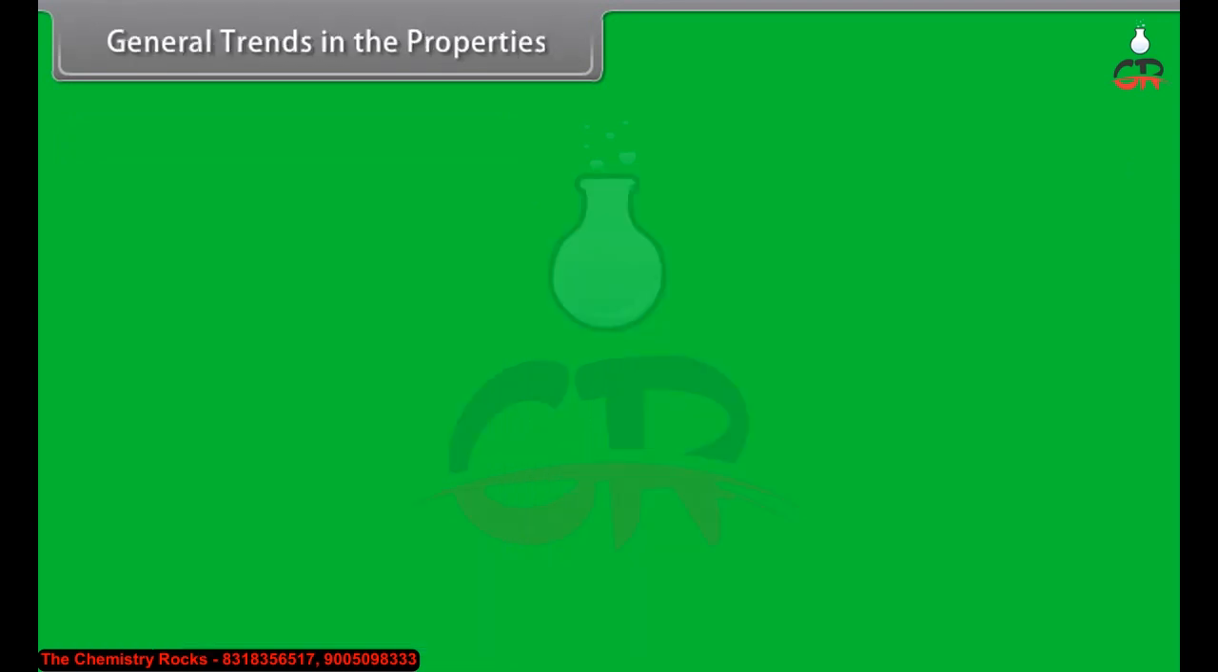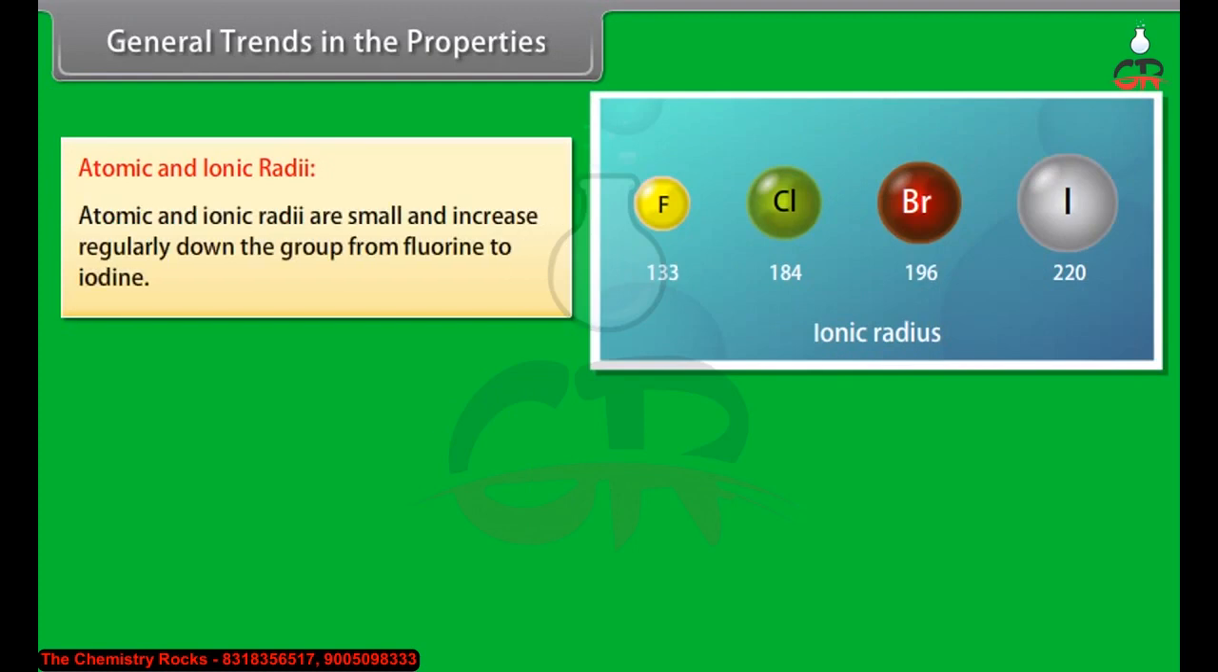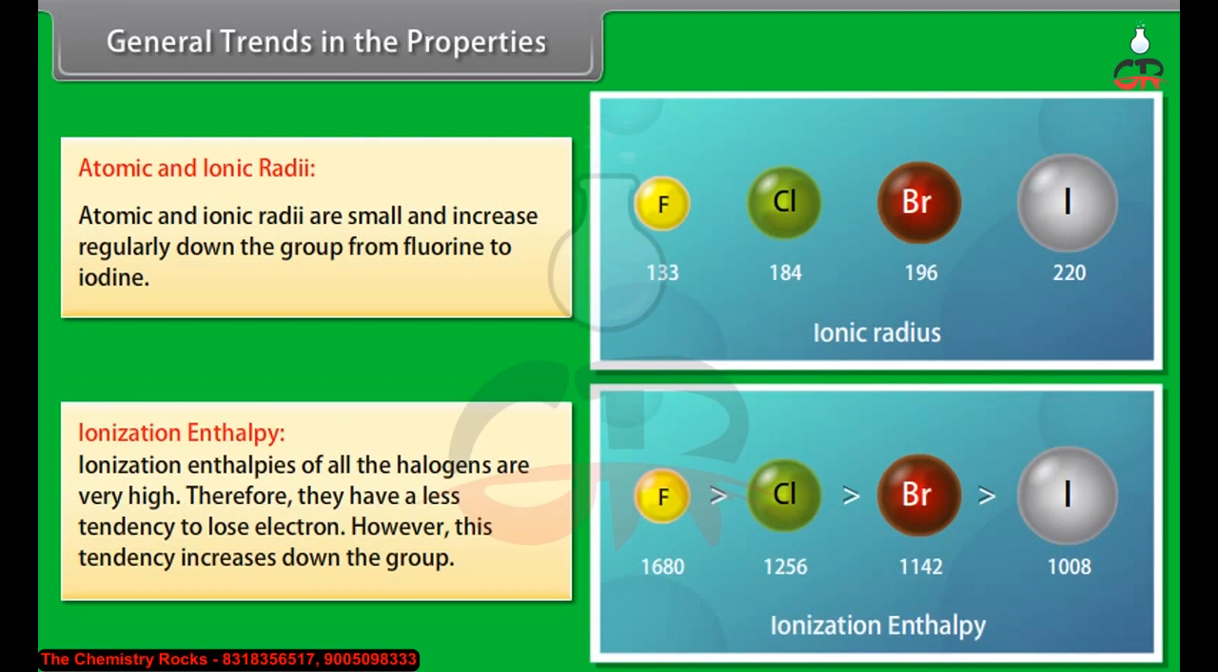General trends in the properties. Atomic and ionic radii. Atomic and ionic radii are small and increase regularly down the group from fluorine to iodine because new electronic shells are added. Ionization enthalpy. Ionization enthalpies of all halogens are very high. Therefore, they have a lesser tendency to lose electrons. However, this tendency increases down the group because the distance of the valence shell from the nucleus increases.